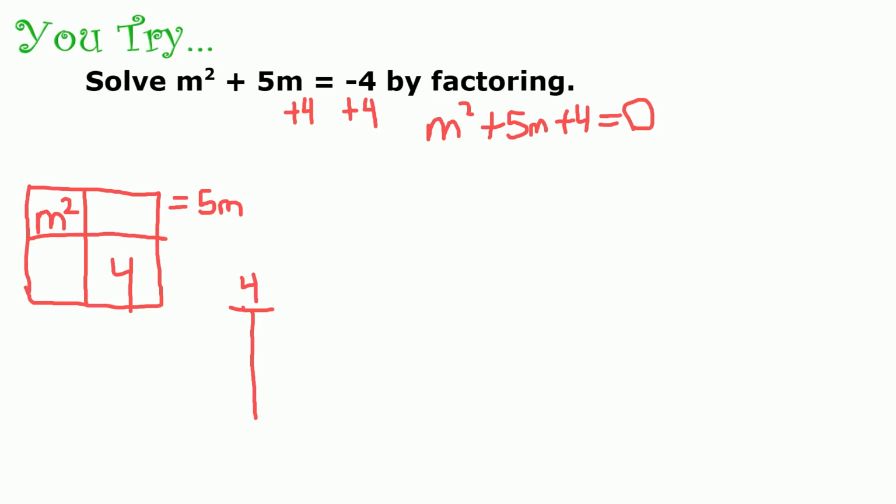So when I'm multiplying to get 4, I have 1 and 4, I have negative 1 and negative 4, I have 2 and 2, I also have negative 2 and negative 2. Now, the factors that work to add up to be 5 are 1 and 4. So I'm going to put a 1m here and a 4m here. Remember, you are able to choose where these variables go. I just chose the 1m up here and the 4m down here.